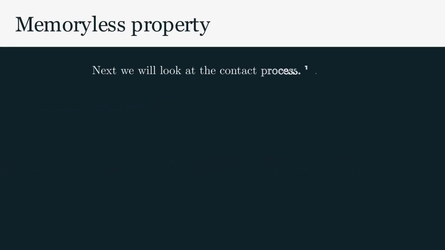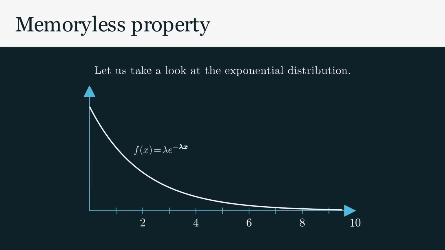Now that we've established this first fact about family trees, we're almost ready to go to the contact process. But I first want to show you something about the exponential distribution. The exponential distribution will be essential in defining what the contact process is. So it's important that you understand one interesting fact about it.